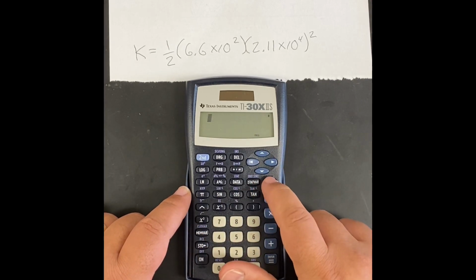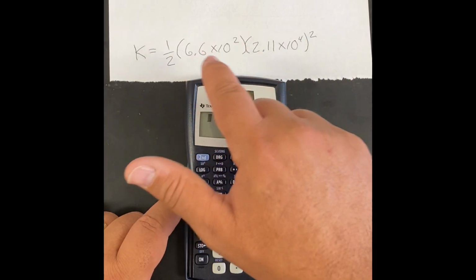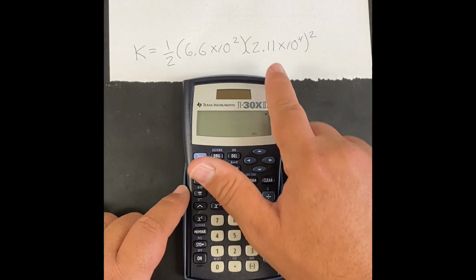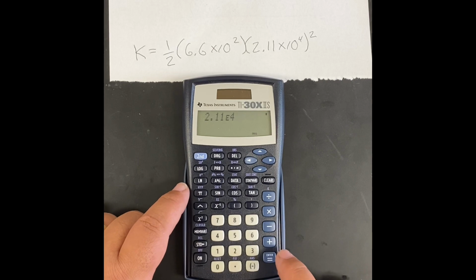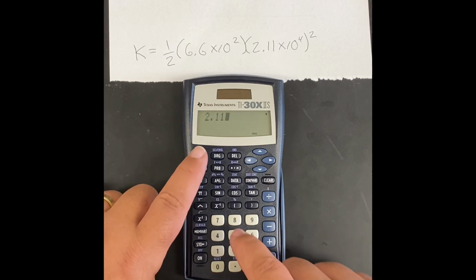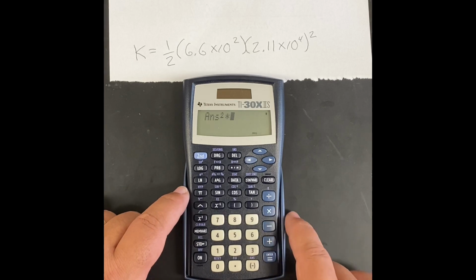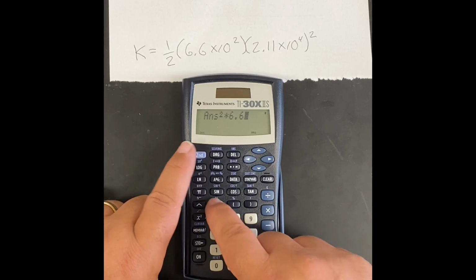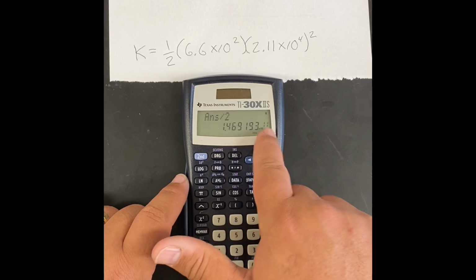Okay, the other way we can do it is we can take this number, square it, times this number and then take half. So starting here on the right, working left, 2.11 times 10 to the 4 squared. So 2.11 times 10 to the 4 squared times 6.6 times 10 to the 2 equals, and then take half. We're getting the same thing, 1.47 times 10 to the 11.